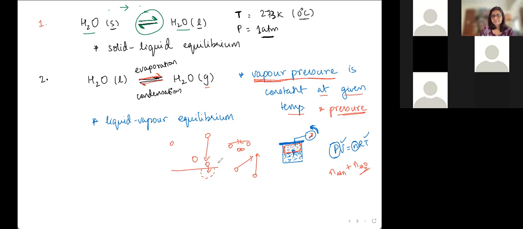So uska and vapor pressure ka kya relation hai? Kiska relation? This process of evaporation and then condensation and vapor pressure, what is the relation?